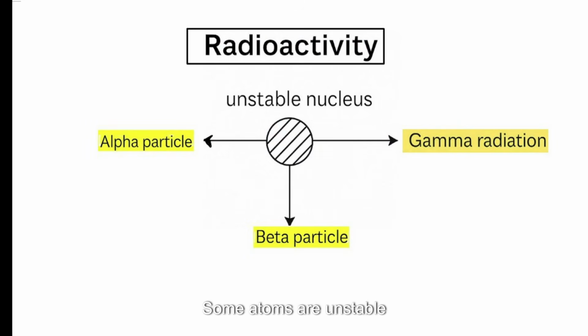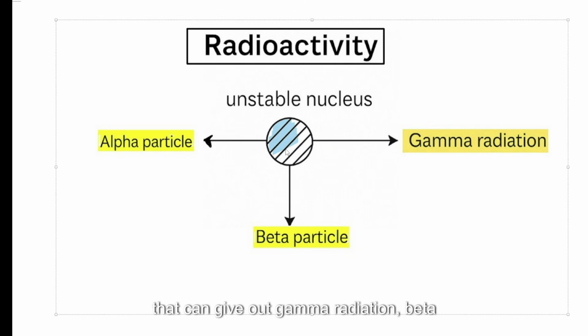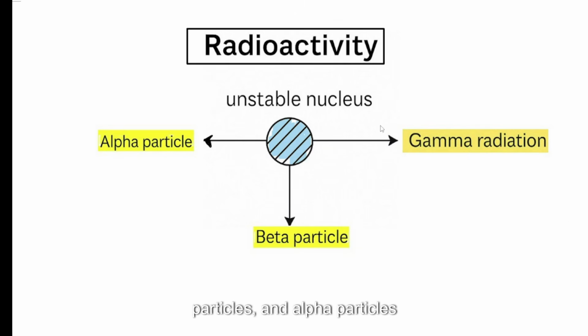Some atoms are unstable, so they randomly throw out radiation to become more stable, and this is what we call radioactive decay. So here you can see an unstable nucleus that can give out gamma radiation, beta particles, and alpha particles to become more stable. Alpha, beta, and gamma radiation.